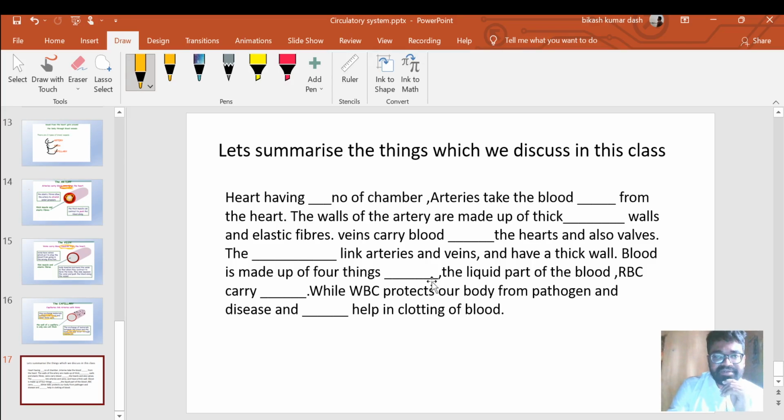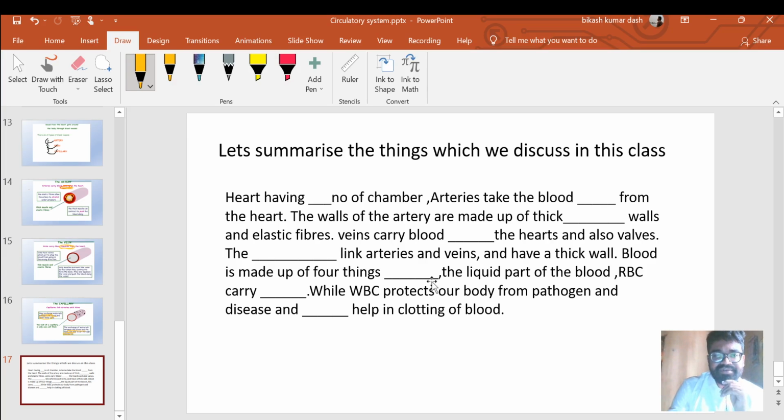So let's summarize all the things we discussed in today's class. The heart has four chambers. Arteries take the blood away from the heart, and the walls of the artery are made of thick muscle and elastic fiber. Veins carry the blood towards the heart, not away from it. The capillary, which links artery and vein, helps in the exchange of materials and has a thin wall, not as thick as the artery.